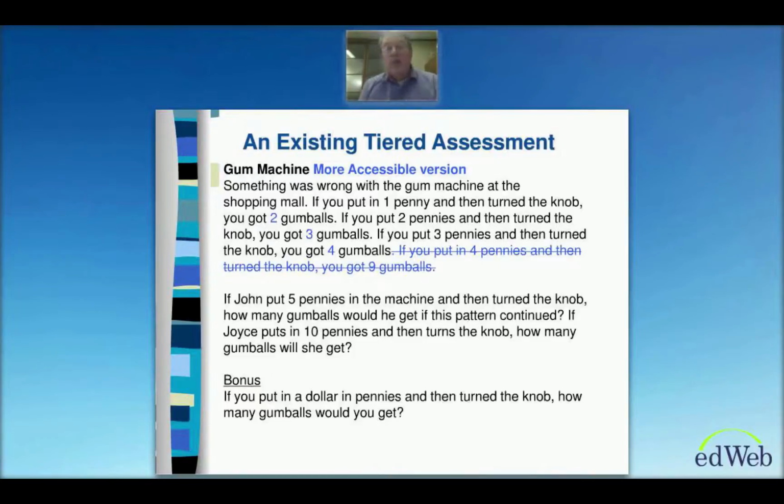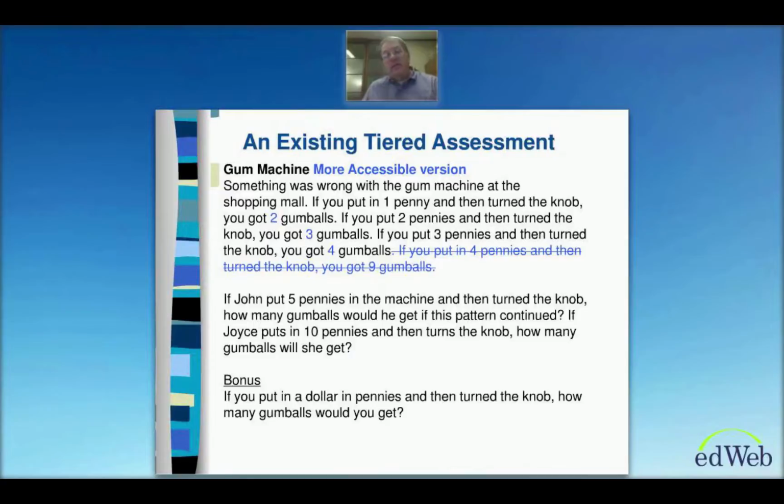Now, in the more accessible version that I found of this, it was adapted for struggling learners by reducing the numbers. So we're changing, put in 1 penny, you get 2 gumballs. Put in 2, you get 3, and so forth. And also the last step was taken out.